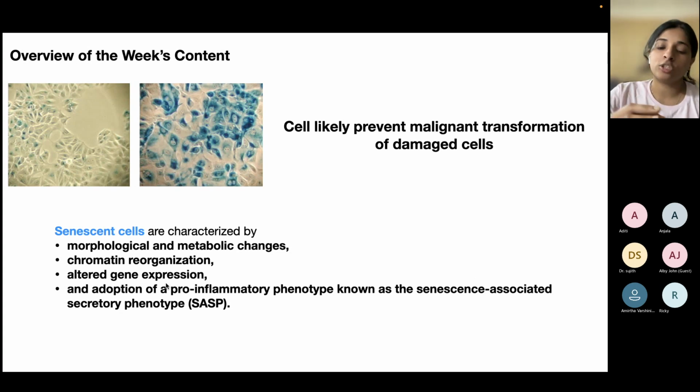Otherwise, for the synthesis of such proteins, you require certain signals, certain stimuli. But in these cells, just the triggering of senescence itself is enough for it to attain this phenotype of senescence associated secretion. So these are the characteristic features. Any one of these can be used to experimentally differentiate between cells.